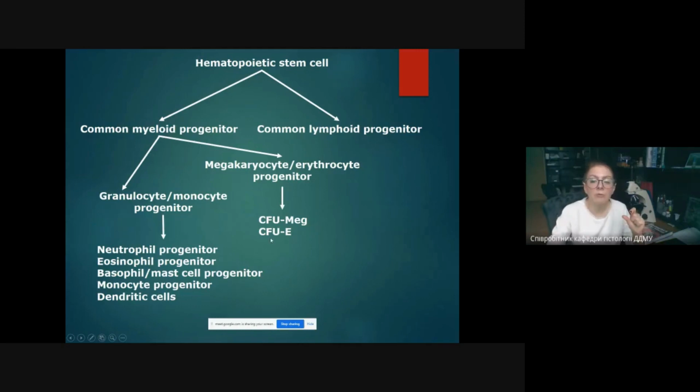This is another name for unipotential precursors because colony-forming units rapidly divide and form a colony in the red bone marrow, or in a petri dish if we take them out of the red bone marrow. So that's why they are called colony-forming units. And they are unipotential cells because their fate is restricted to only one type of blood cells.